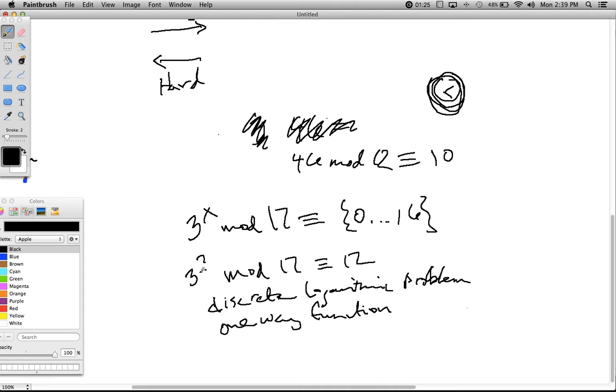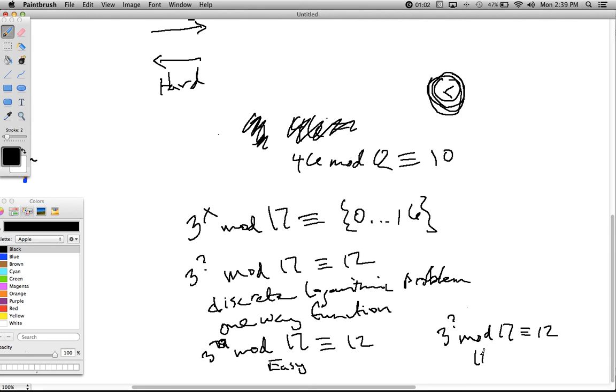Because if we had 3 to the 29 mod 17, we can easily say what this is congruent to. This is easy. But if we wanted to go the other way around, this is very hard to reverse. And basically you'd solve it by trial and error.